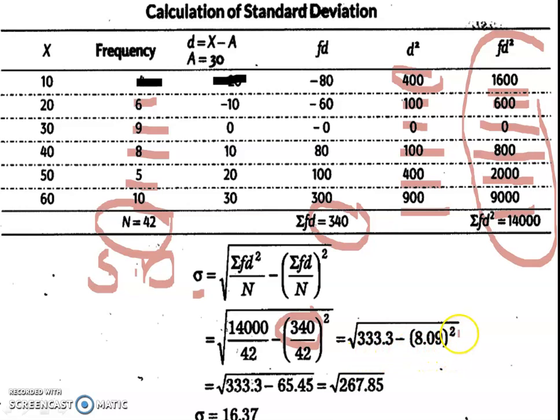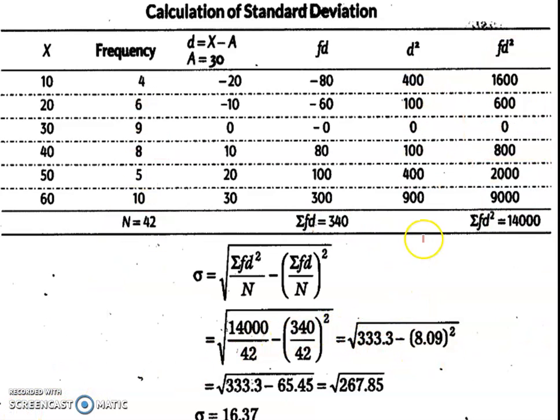After simplification, 8.09 squared is 65.45, and 333.3 remains the same. Square root of 333.3 minus 65.45, that is the square root of 267.85, using the calculator, gives sigma equal to 16.37. So in this way we use the assumed mean method to find the standard deviation of the given grouped data, x and f.